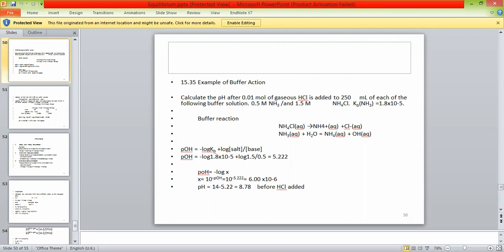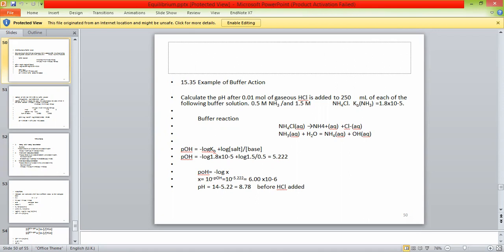But what you've calculated for is pOH. What do you want? pH. What is the relationship between pH and pOH? This is just where you subtract from 14 this value, and it gives you this as the value you have. This is before you add the HCl. What you've just calculated is the pH of the buffer. So this buffer solution has this pH.